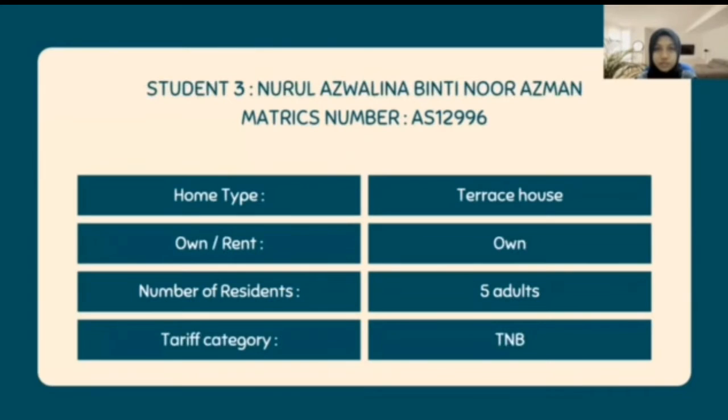Hello, I am student 3, Nurul Azwalina Binti Azman. My matrix number is LS12996. My home type is terrace house. It is old and the number of residents in my house is 5 adults and 1 kid. And the tariff category is TNB.